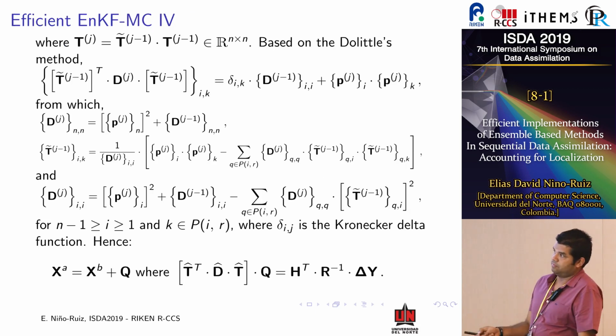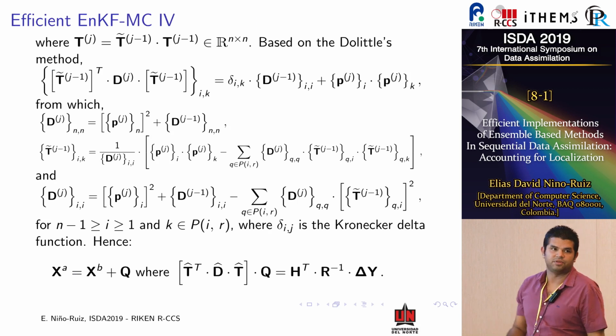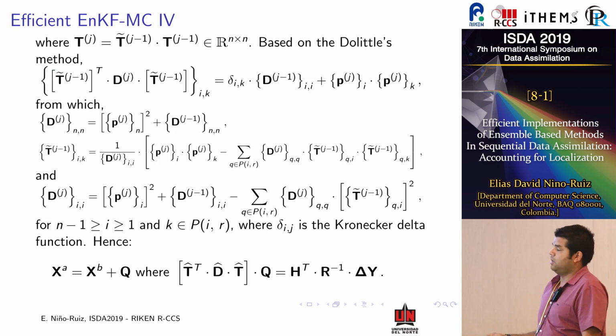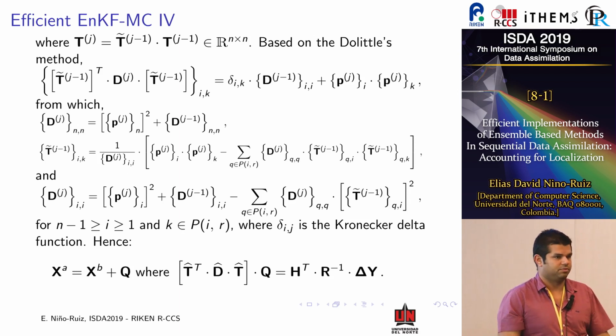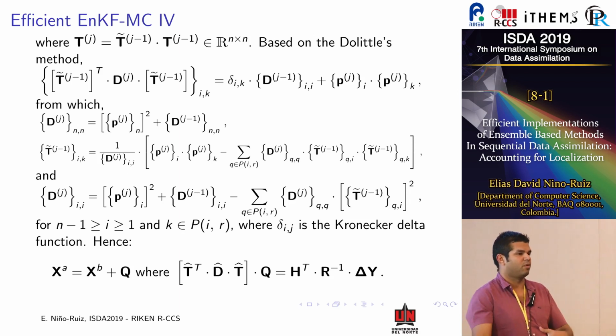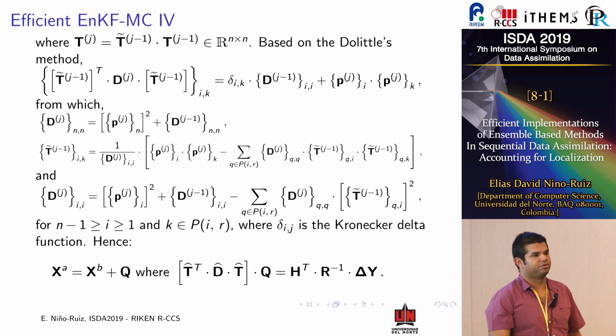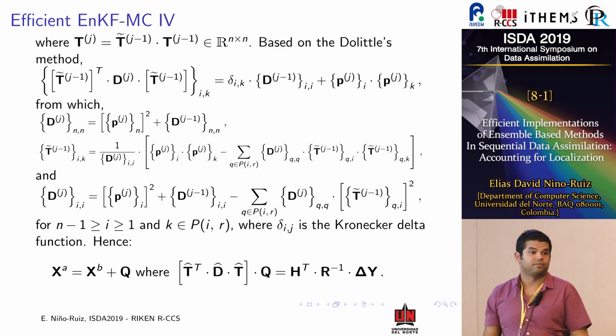Well, at the end, just xA is equal to xB plus Q. Q is very simple to compute. This is upper triangular, diagonal, lower triangular. We don't need to invert anything. We just make use of some forward and backward substitution in order to compute the posterior members, okay?